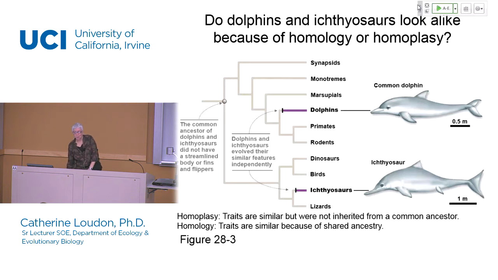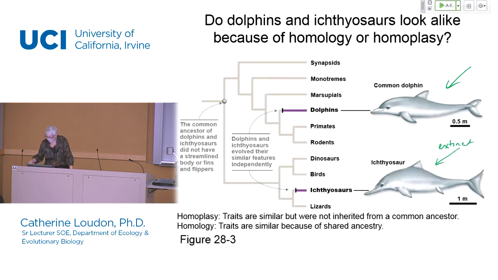Here's an example of homoplasy. This is figure 28.3 from your textbook, and it shows how remarkably similar dolphins, which are a kind of marine mammal shown at the top here, are to an extinct group called the ichthyosaurs. The ichthyosaurs and the dolphins both are streamlined. They have fins and flippers. They have long jaws with sharp teeth and so on. They're very streamlined, fast swimmers, and very similar in shape.